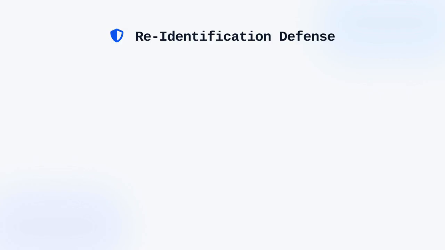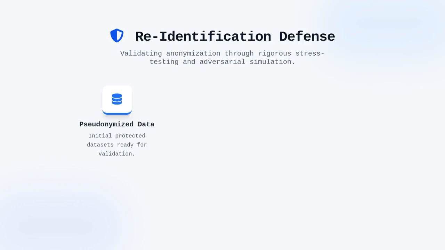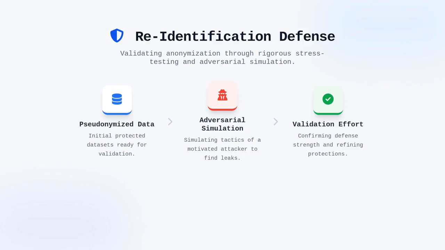Hello. Let's explore the critical technical discipline of validating our anonymization efforts through the lens of re-identification defense. This chapter focuses on how we stress test our data protections by simulating the exact tactics a motivated adversary would employ against our pseudonymized datasets.